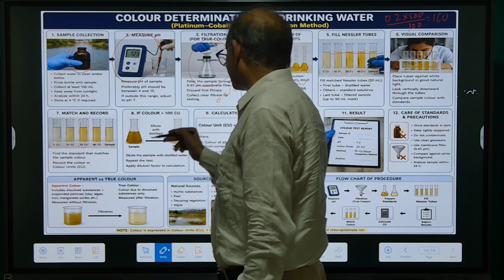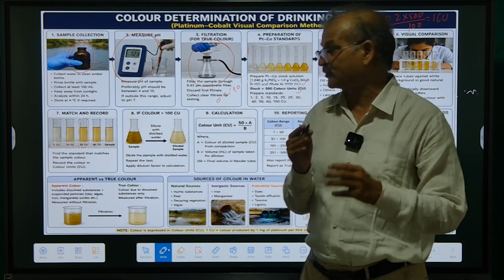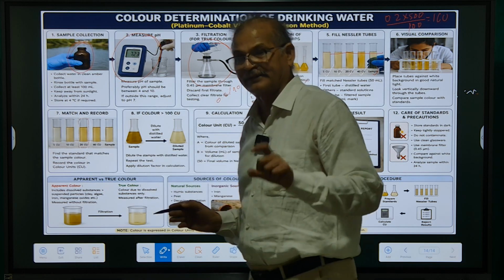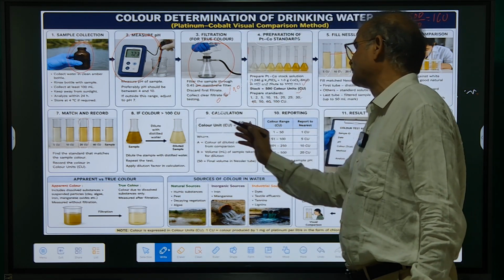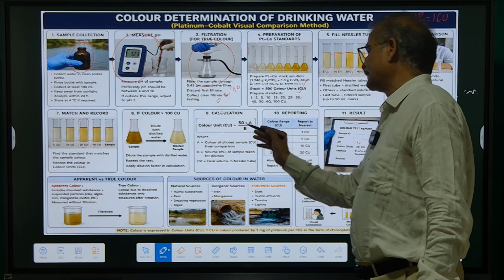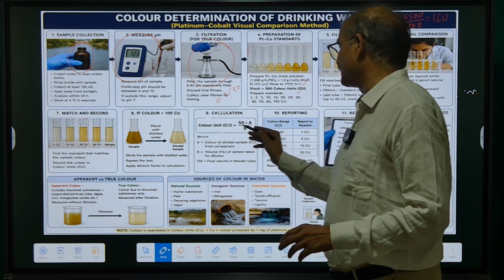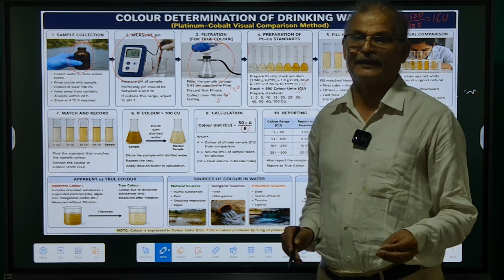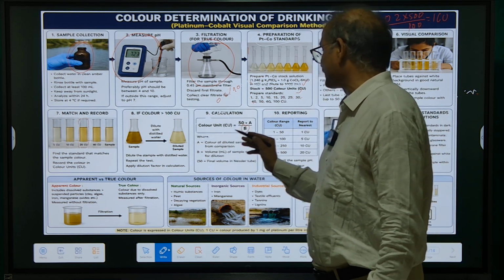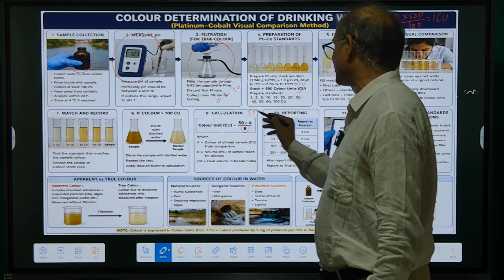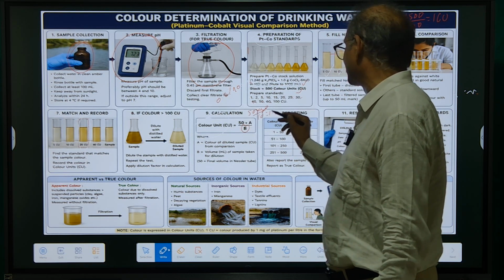If the color doesn't match even the 100 CU, then we dilute and we record how much dilution we have done, and the color unit can be measured as 50 into A divided by B. A is the color unit measured after dilution and B is how much volume has been taken to make it 50 ml. So we find out the color unit: 50 into, in this case, 30 divided by B, which was 10. So 150 color units.